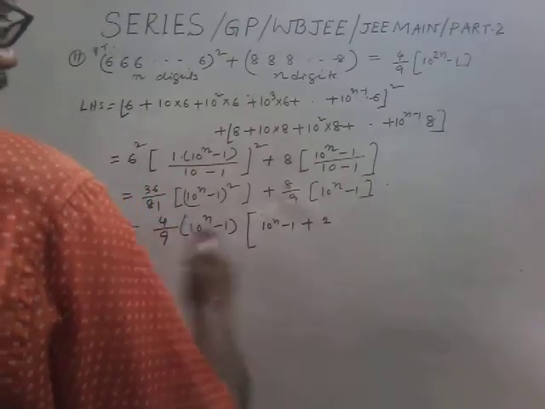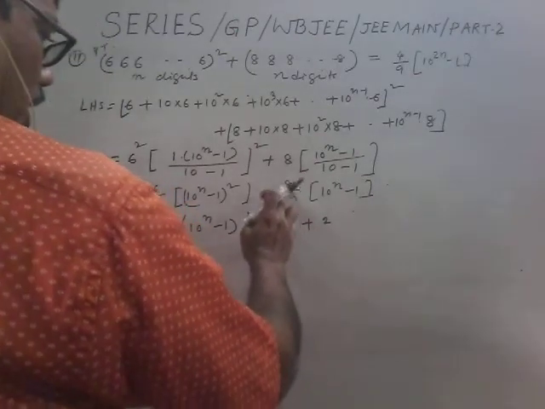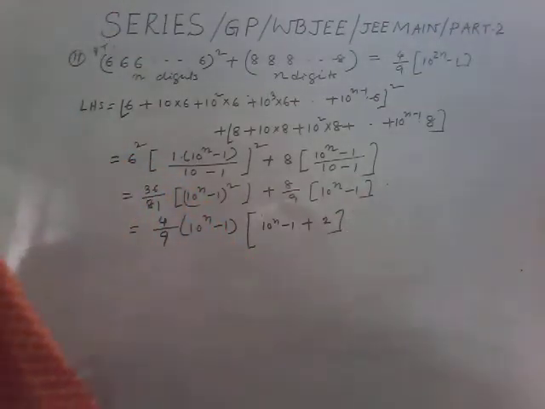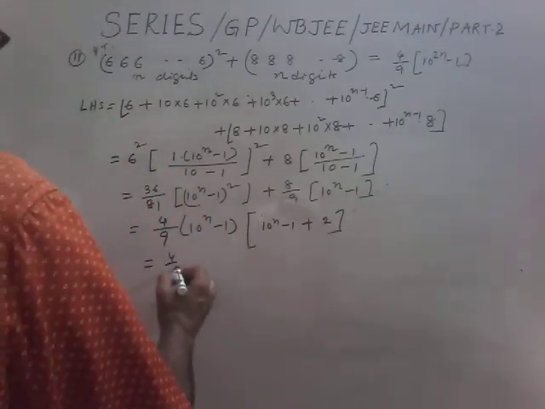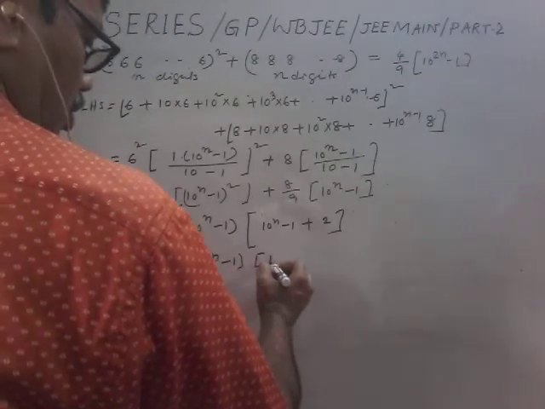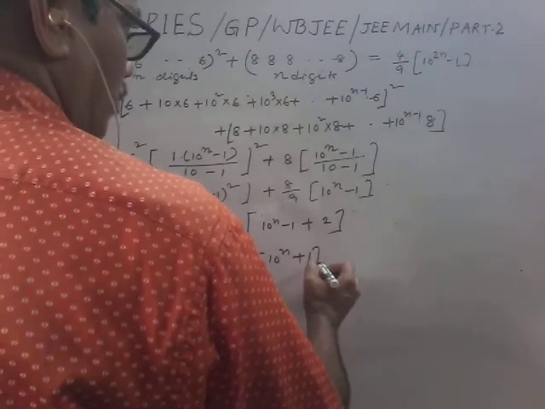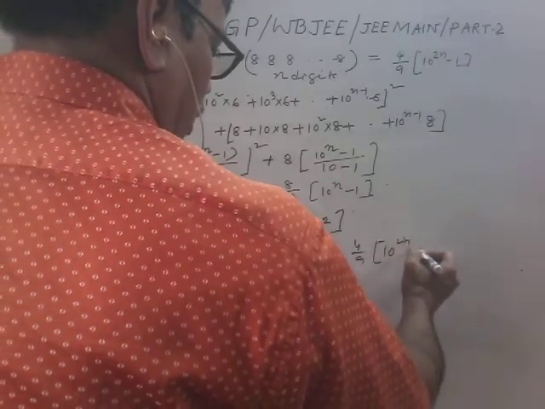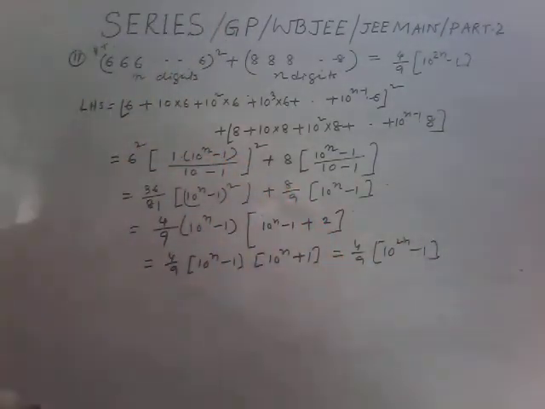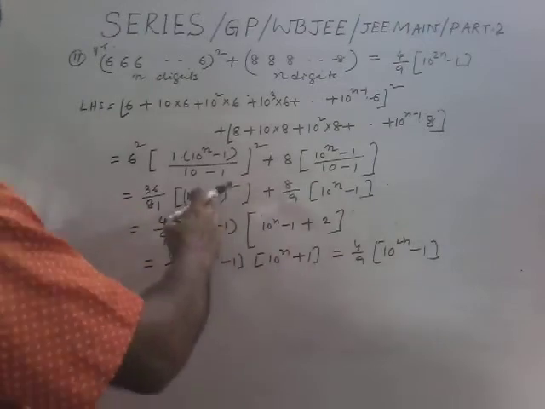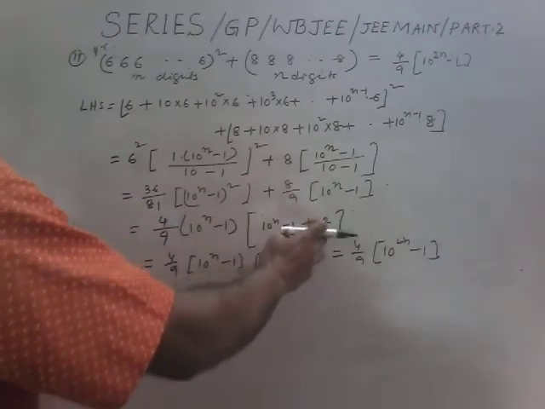So 4 by 9 common, this is 8, so this is 2, this is only 2. So 4 by 9, 10 to the power n minus 1, and this is 10 to the power n plus 1. So 4 by 9 common, 10 to the power 2n minus 1. Look, actually this is 4 by 9, so this is 4 by 9 common, 10 to the power n. So 10 to the power n minus 1 plus 2.